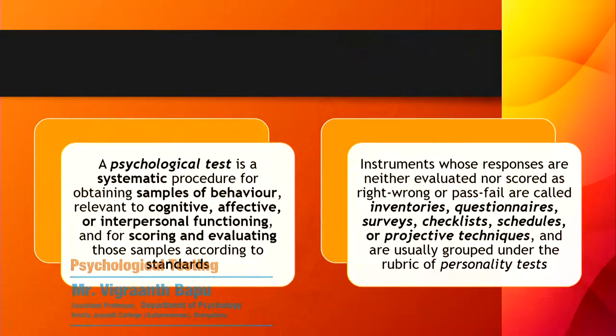We have come across varieties of tools that do not fit into these criteria, for example, instruments whose responses are neither evaluated nor scored as right or wrong or pass or fail. These are generally called inventories, questionnaires, surveys, checklists, schedules or projective techniques. And these tools are generally put under the rubric of what is called a personality test. Personality tests are generally classified into three major types.